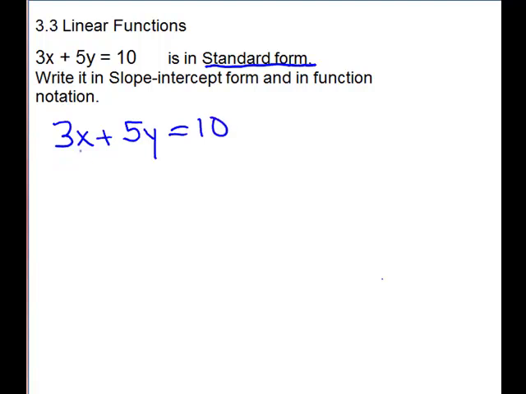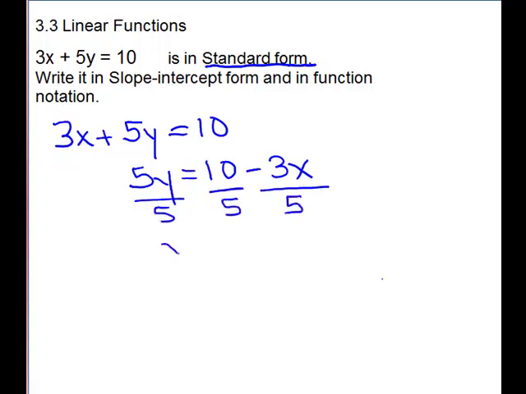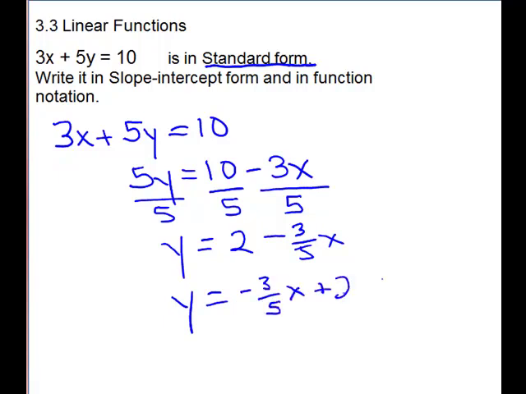So first we'll subtract 3x from both sides. When you subtract it here, it's gone. Divide by 5 all the way across each term. So we get y equals 2. You can pull your coefficient away, minus 3/5 x. If we want to switch the order, we can. y equals negative 3/5 x plus 2. This is slope-intercept form. It has the y isolated. That's the piece that's important for slope-intercept form.